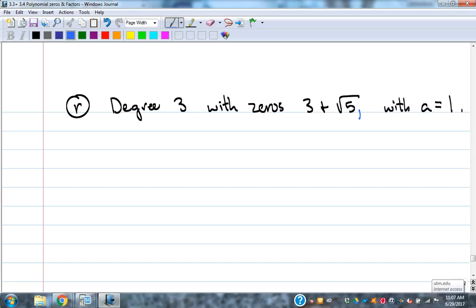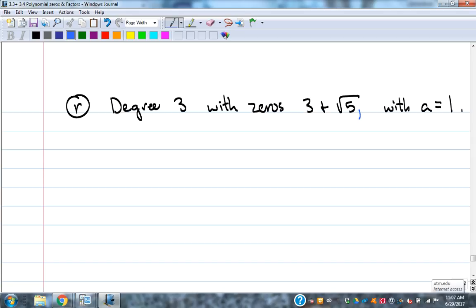Plus or minus. They gave me the plus one, right? They gave me the square root of 5. They did not tell me that the negative square root of 5 is there. They expected me to know that. It seems a little bit shady, but that's what they do, okay?